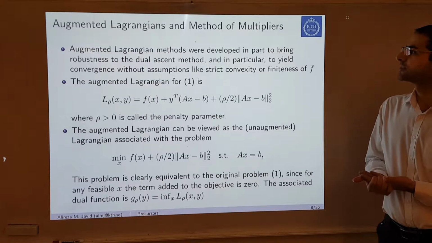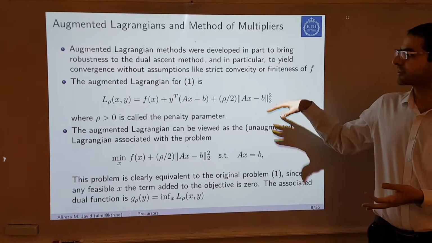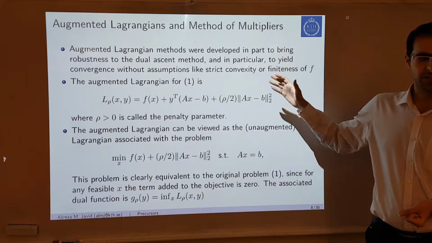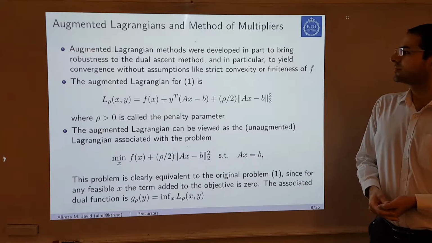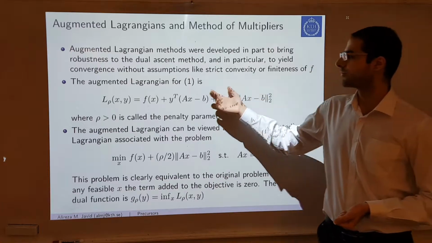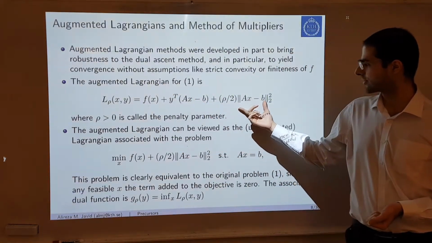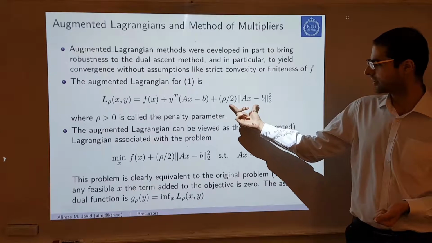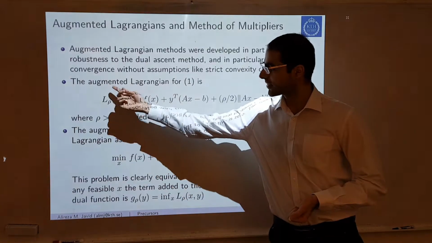Another approach is the method of multipliers. I'm covering these two because ADMM is a combination of them. The method of multipliers is similar to the dual ascent method. One difference is that we have another penalty term here. We define the augmented Lagrangian.